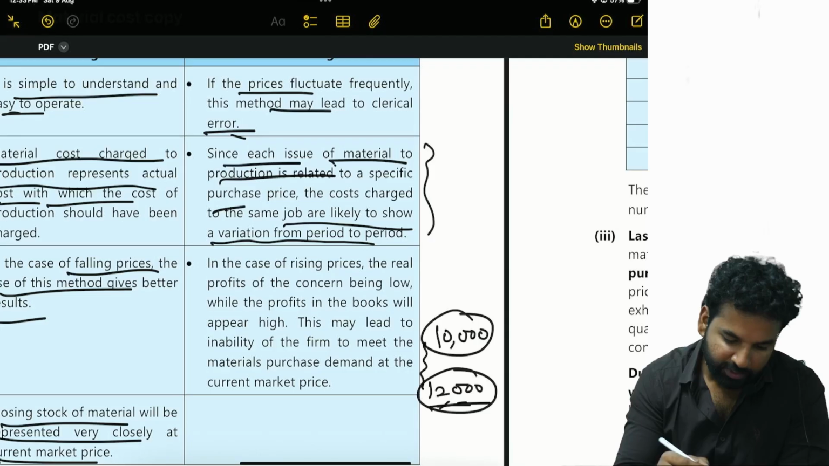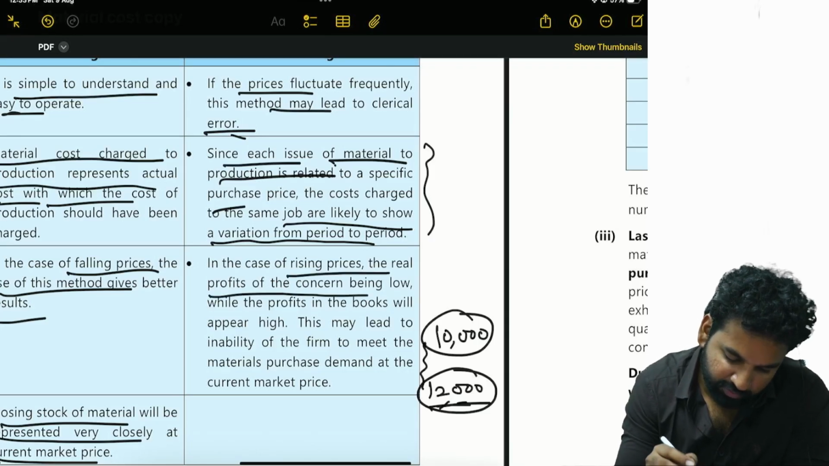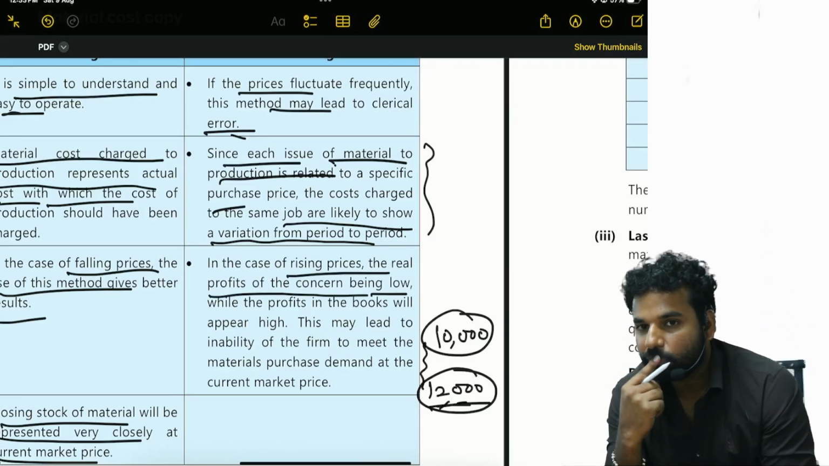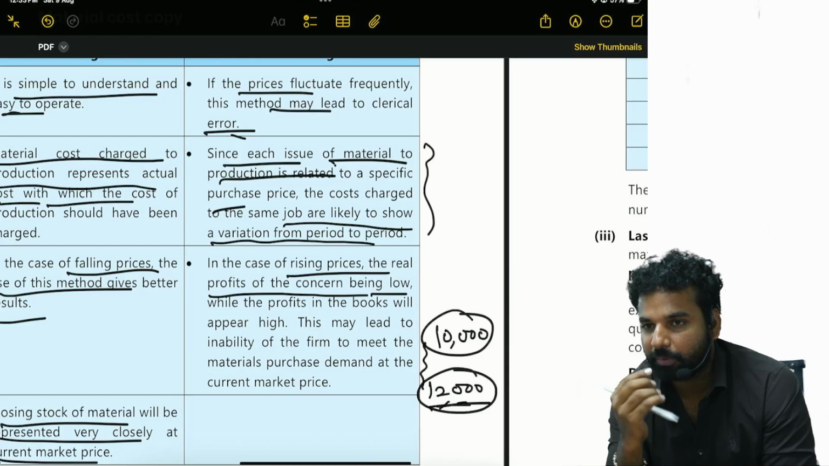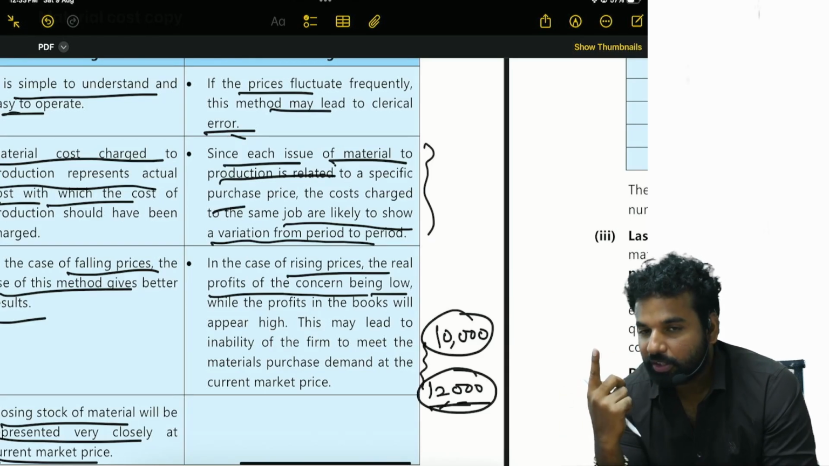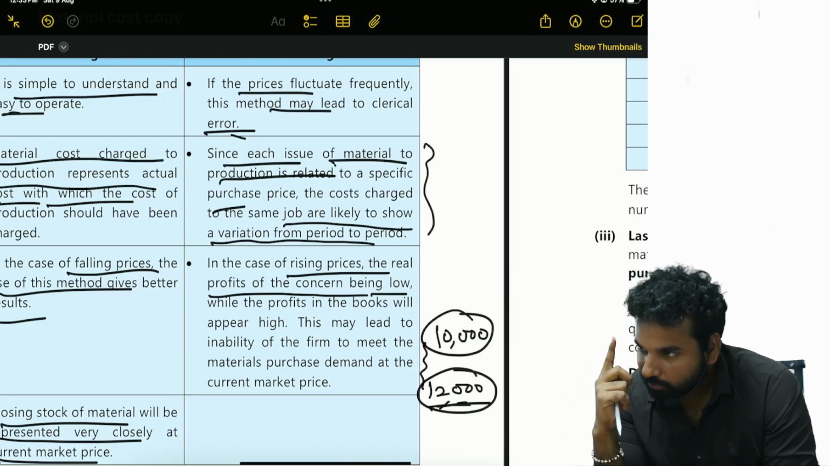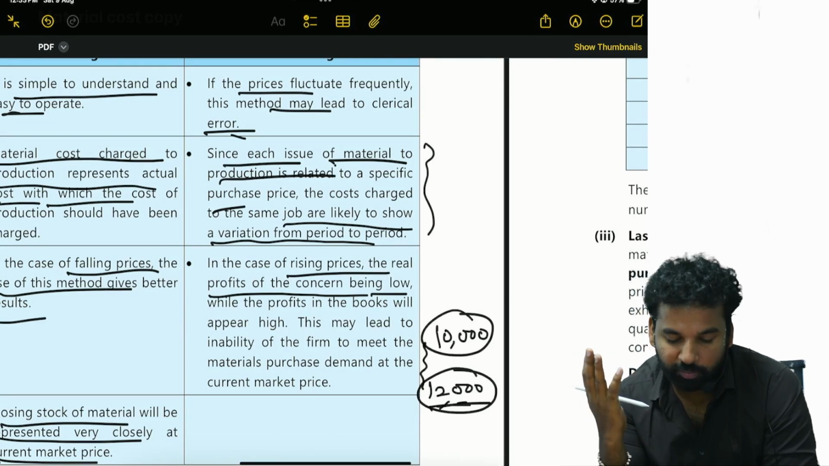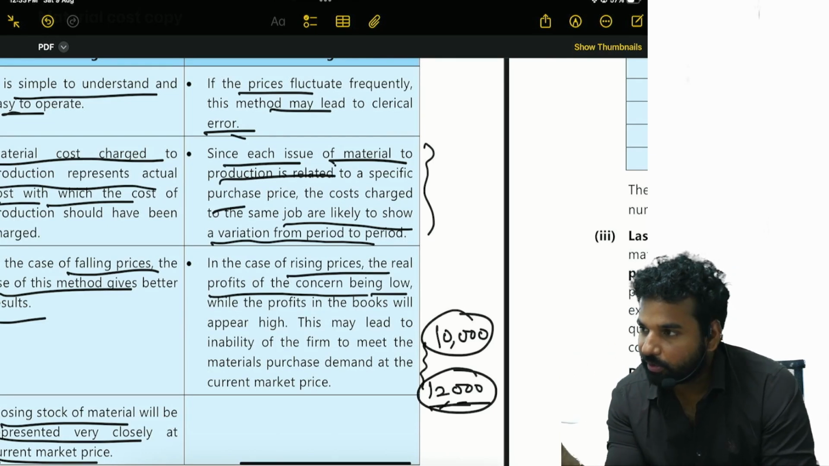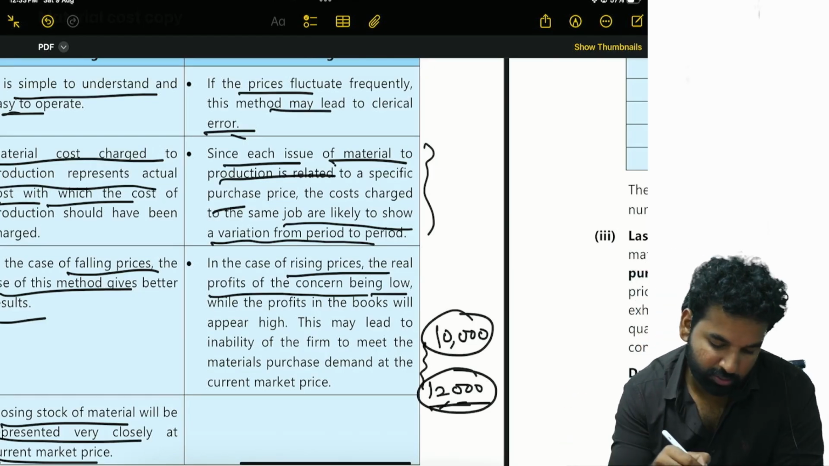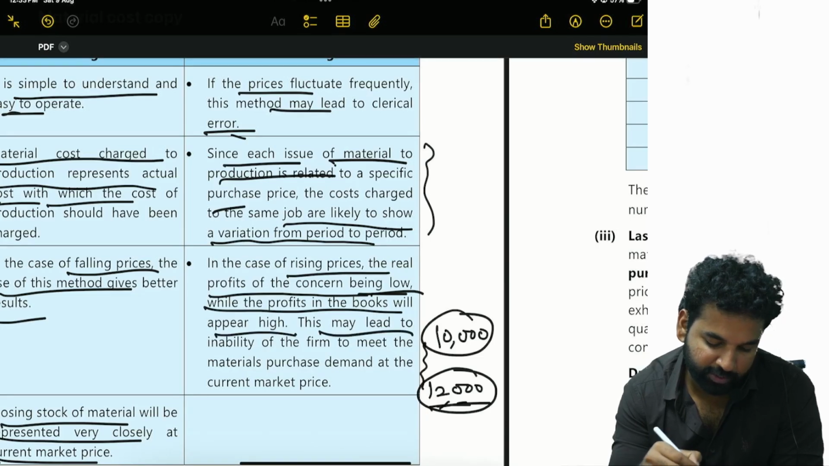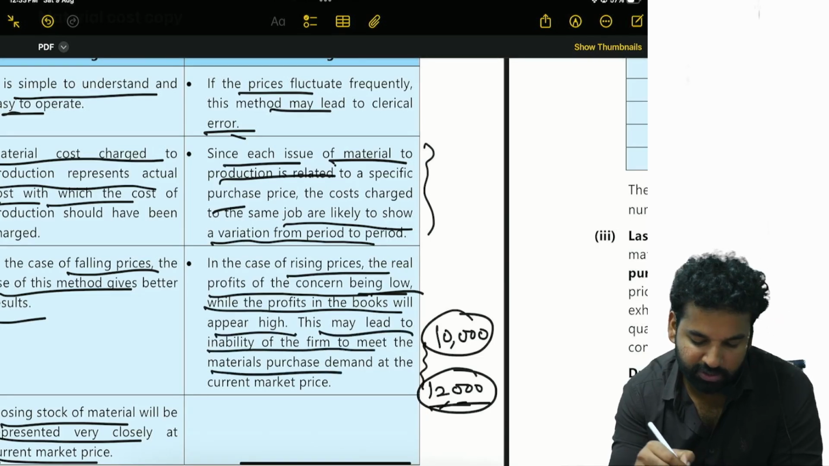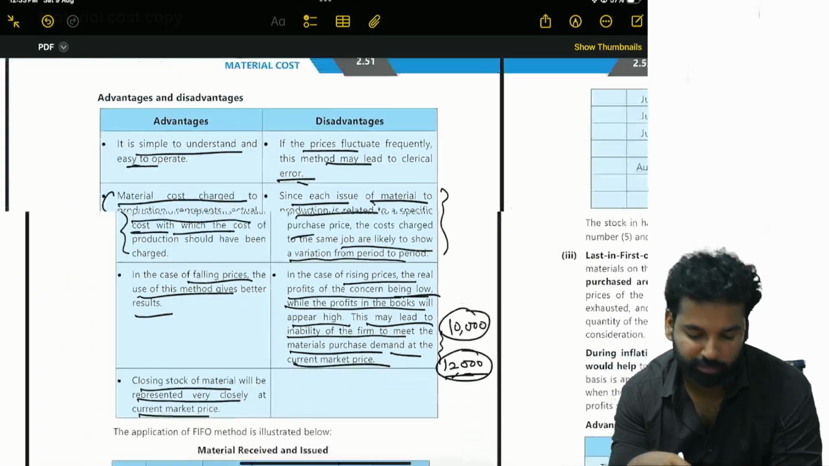Right. So in case of rising prices, the real profits of the concern are low. Rising prices, what will happen? If there is a rising price and you are using FIFO, that means you are taking the old cost, that means lower cost. As a result, lower cost means lower material cost, and lower material cost means higher profit. So while the real profits are low, the profits in the books will appear high. This may lead to inability of the firm to meet the material purchase demand at the current market price.